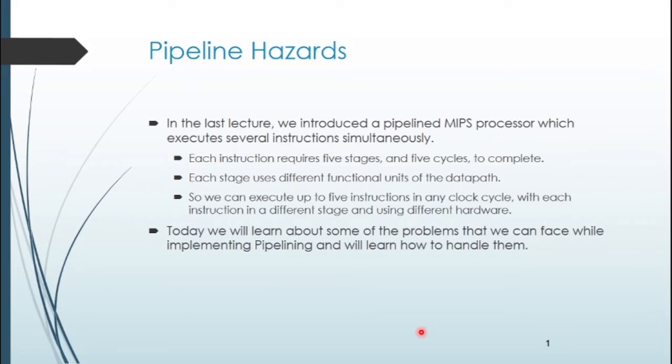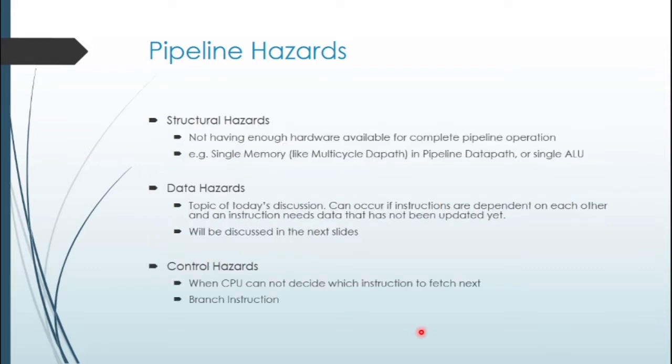In each stage you have different function units. Once the pipeline is full, all the function units are active, and they are used by the processor for different instructions in different clock cycles. Today we'll learn about some of the problems that we can face while implementing pipelining, and how to handle them. There are three types of hazards in pipelining: first structure hazard, then data hazard, and then control hazard. Today's topic is actually data hazard.